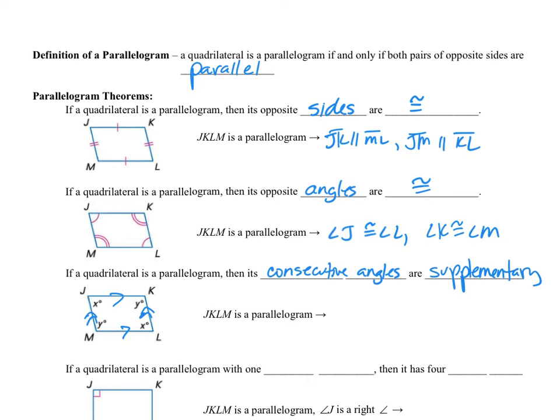So if we're assuming that JKLM is a parallelogram, then we can conclude that any pair of these consecutive angles, like angle J and angle M, whose measures are X and Y respectively, are supplementary, or J and K are supplementary, or K and L, or L and M. In any of those cases, we can conclude that X plus Y equals 180 degrees. Those consecutive or same side interior angles are supplementary.